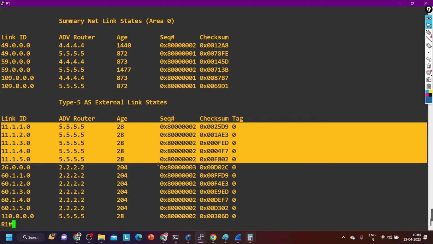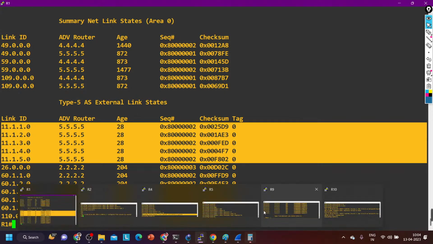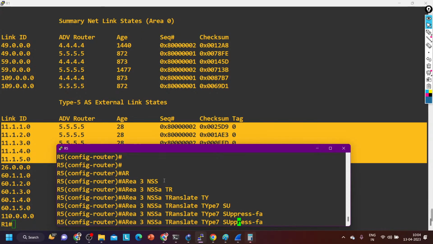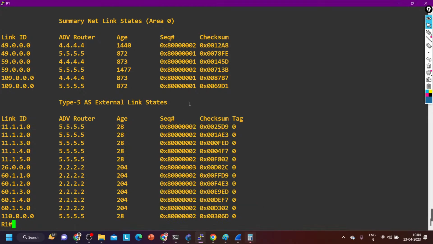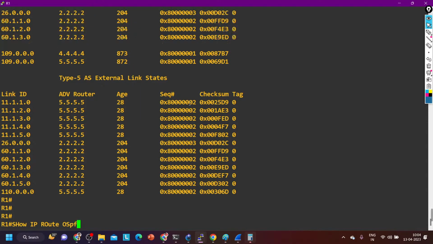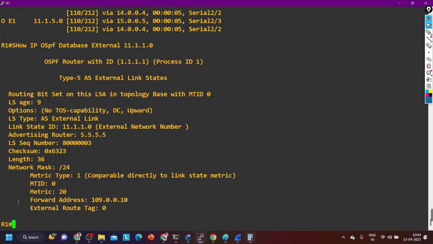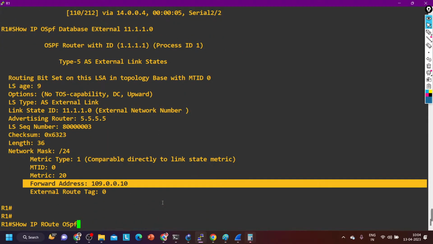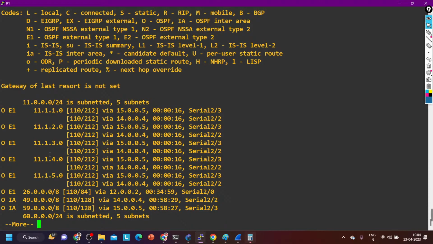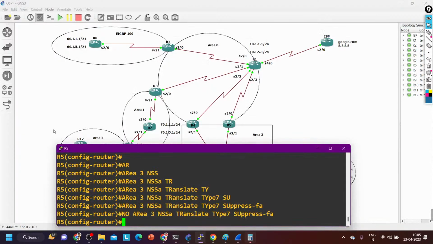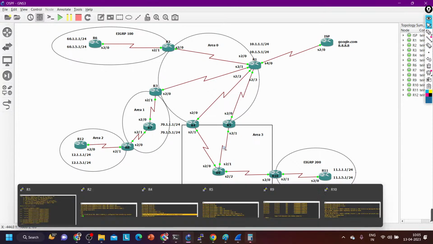Is it clear? Again, on router number 5, if I remove this command, it will start sending LSA 5 with the forwarder address again. So, show ip ospf database external 11.1.1.0, you can see the forwarder address, and now again it will install this route in the routing table with metric 212. Is it clear? So this is the concept of LSA 1 to LSA 7. We have discussed all LSAs.